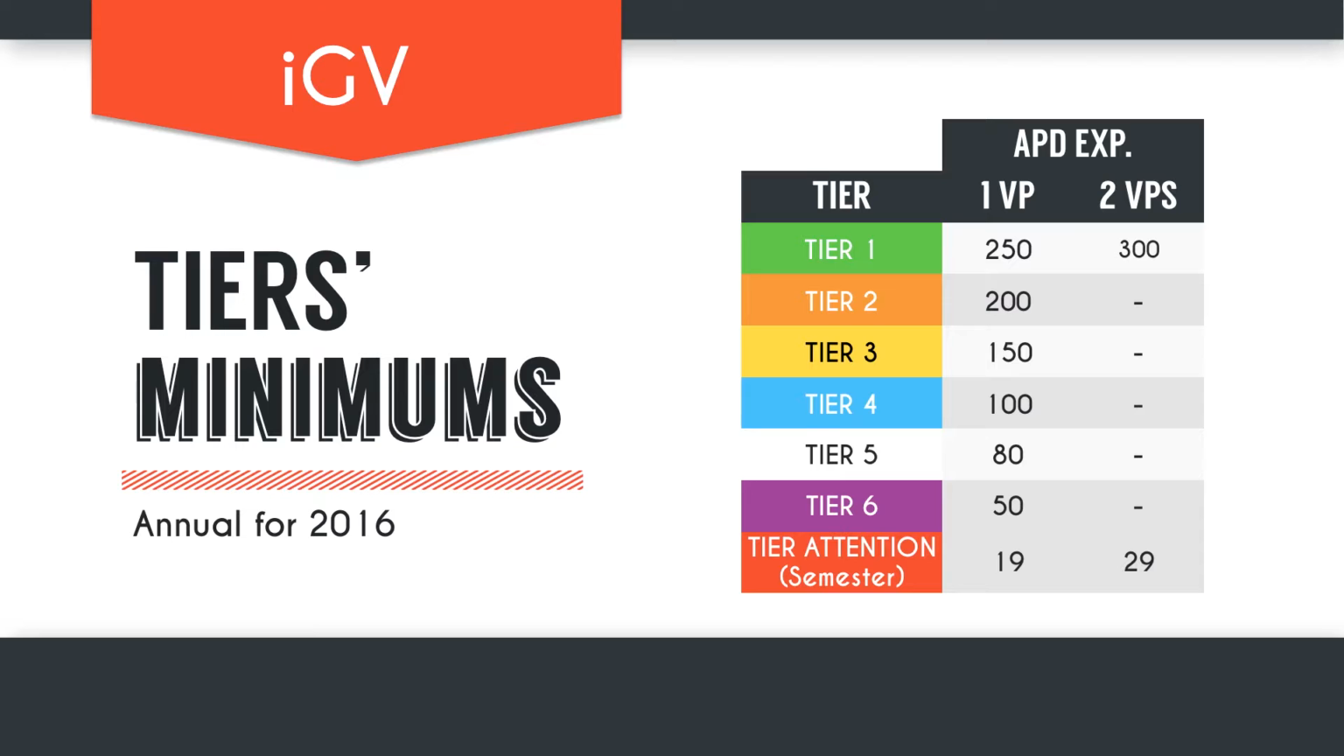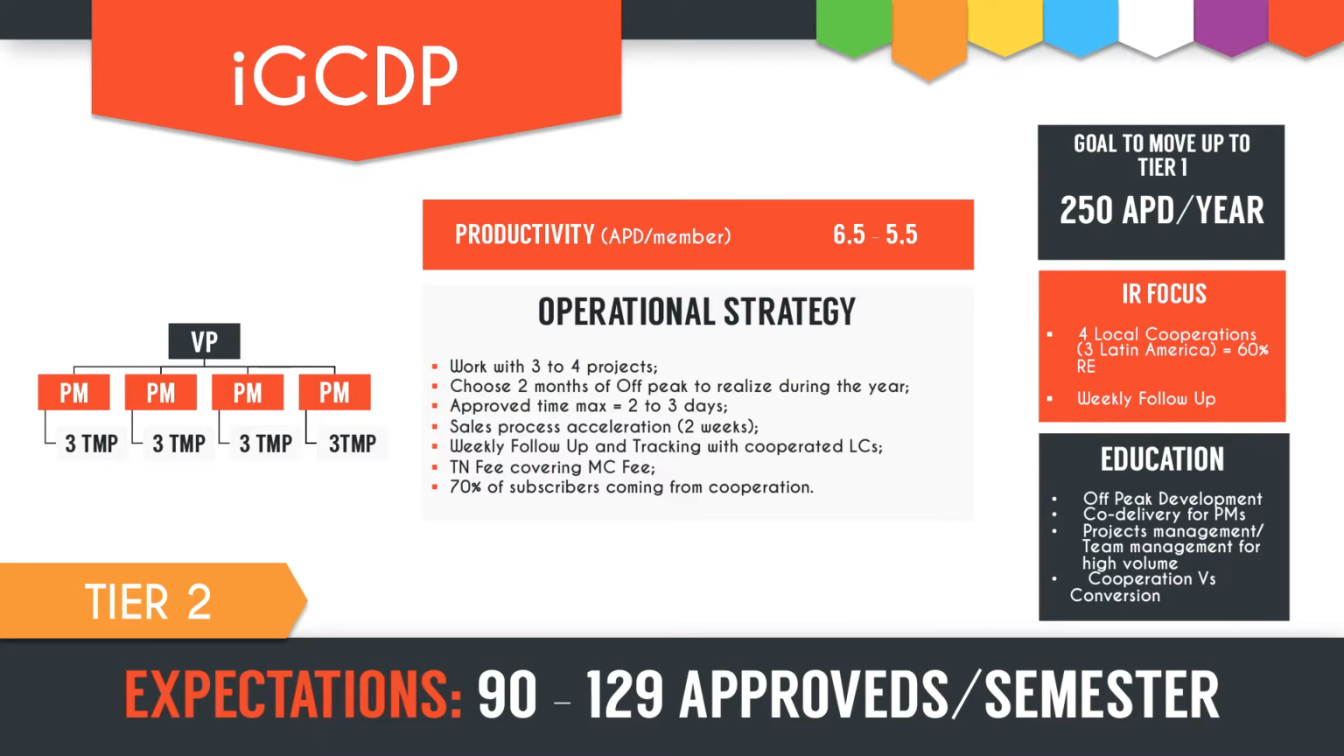And for each one of these tiers, then we were creating strategies, the frameworks to work. And so you knew the step by step you had to do to jump from one tier to another. So I'll give you an example. For IGV, sorry, it's IDCDP here, I didn't update this. But we had the structure recommended, so 1 VP, 4 PMs, and 12 TMP, 12 members for tier 2, sorry.